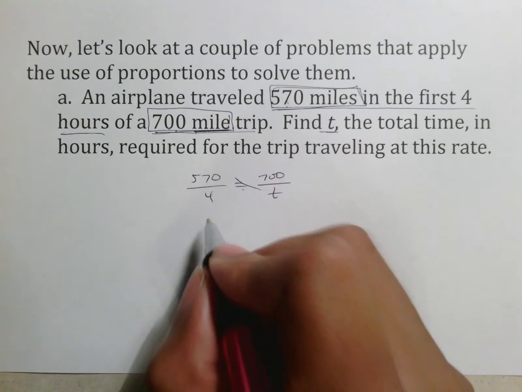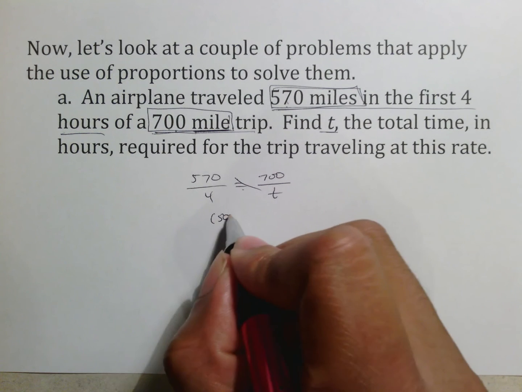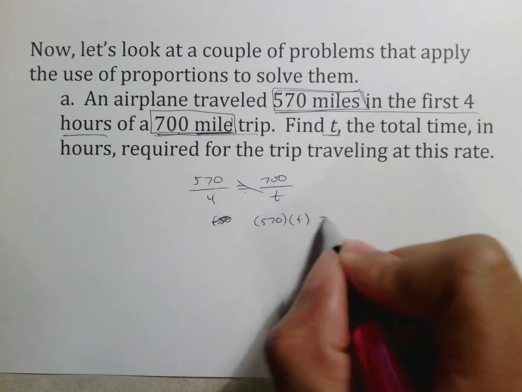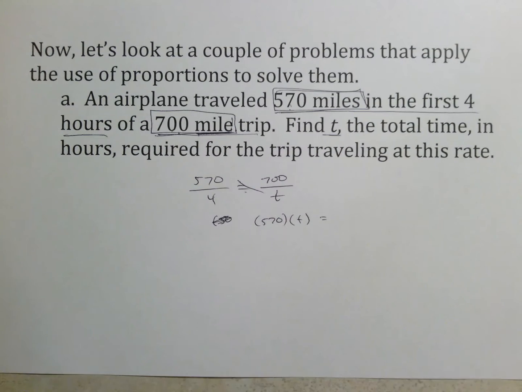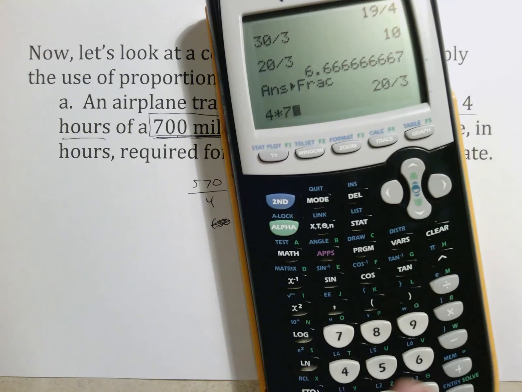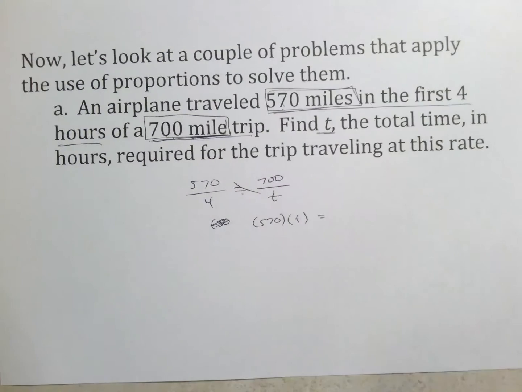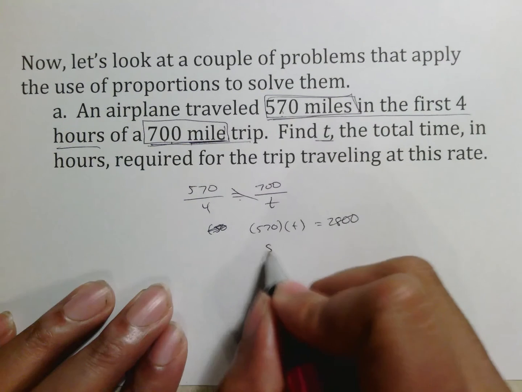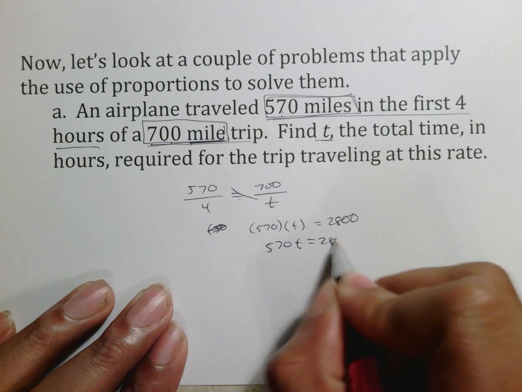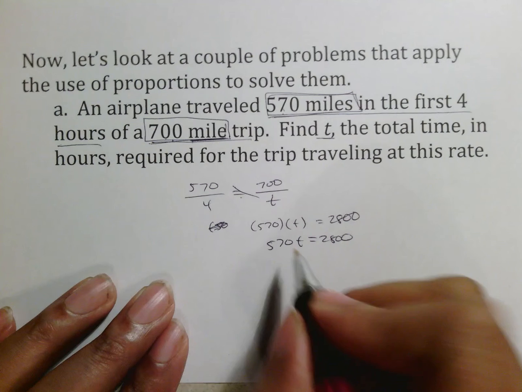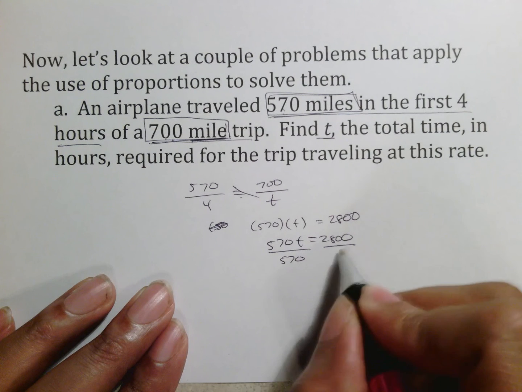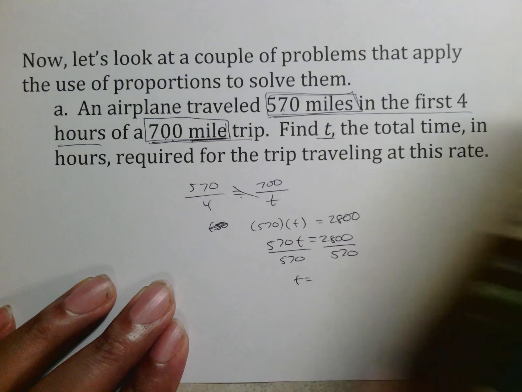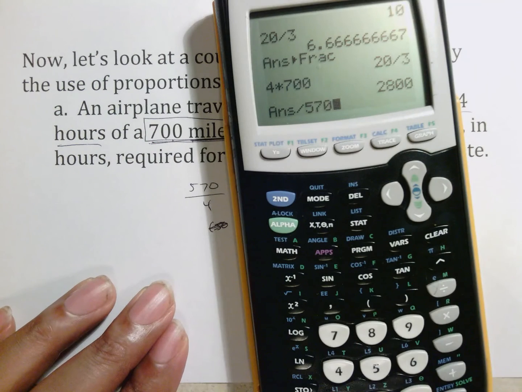But now, what we do is we do 570 times t equals 4 times 700, which is 2800. Then you get 570t equals 2800. In order to get t by itself, we divide by 570. And let's see what we get here.